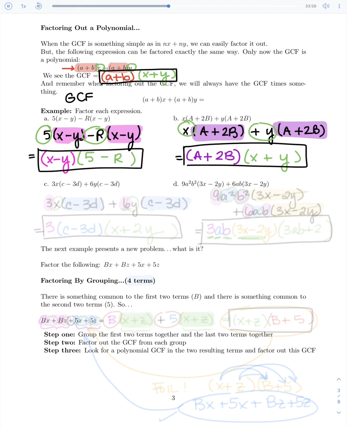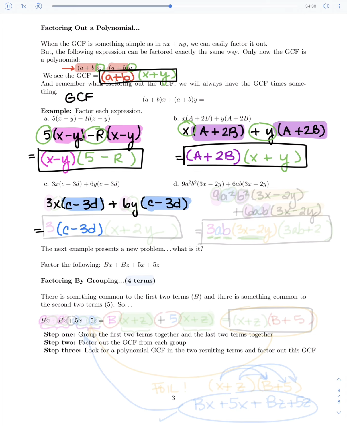We've got 3x times c minus 3d plus 6y times c minus 3d. Well, right off the bat, now that we're getting used to this, it should pop out at you that there is a matching c minus 3d with parentheses around it. So yes, we can start out by pulling out a c minus 3d, parentheses and all.